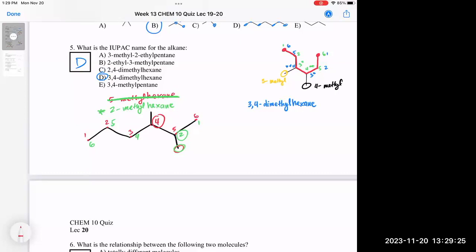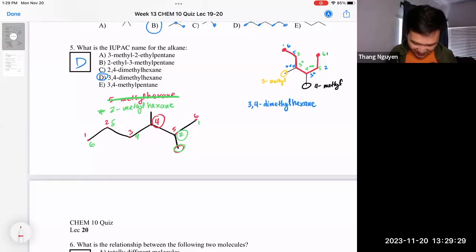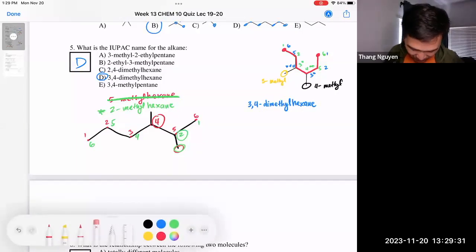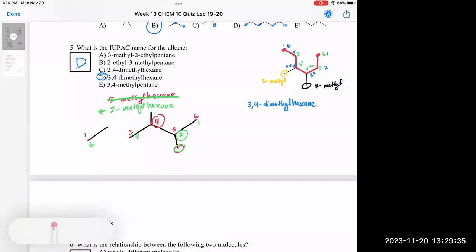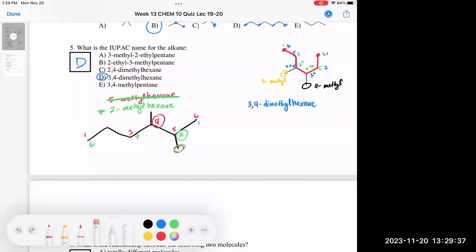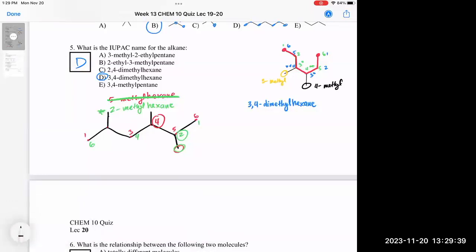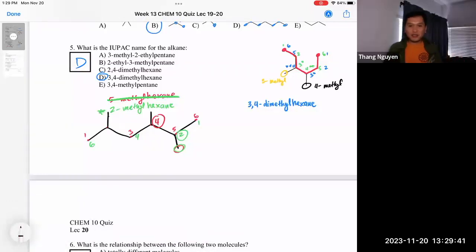What if there was one on number 2 on the left side? Ah, giving an even more complex one. Good job. Let's just do it. Dang it, I keep on doing that. Okay, this is a complex molecule now.